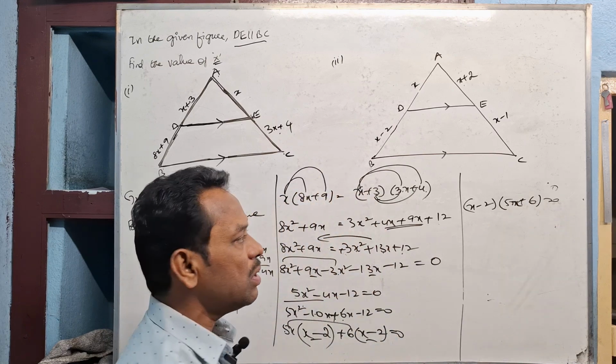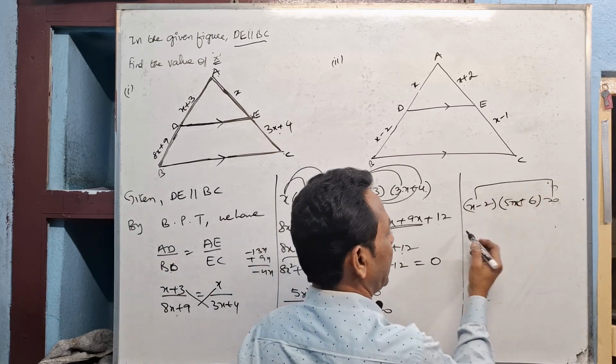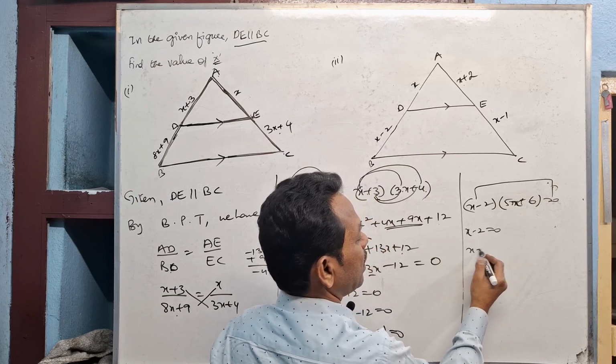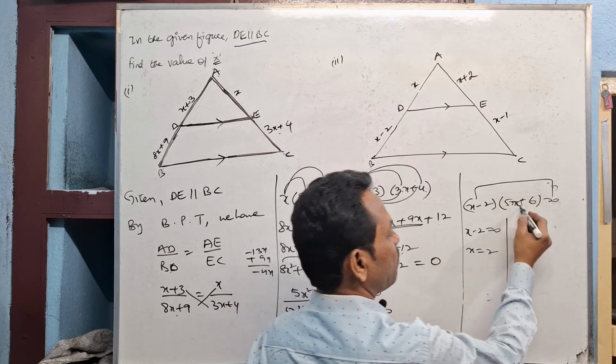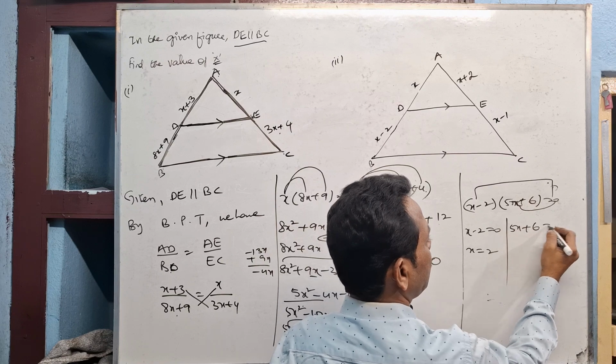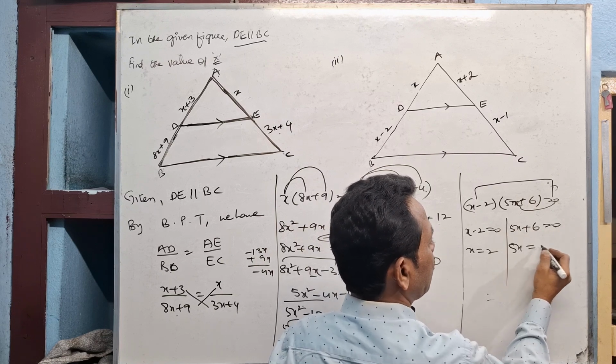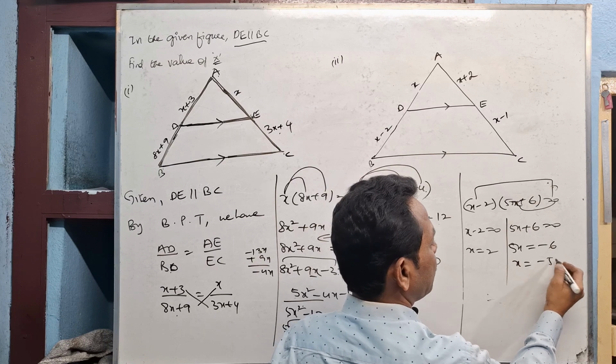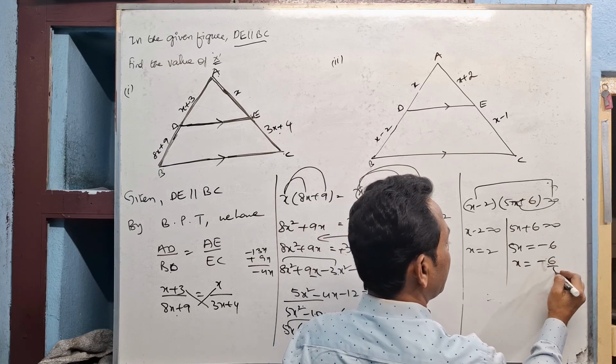Now how to get the x value? Take x minus 2 equal to 0, so x equal to 2. Next, I'll go for the other factor, 5x plus 6 equal to 0. So 5x equal to minus 6, and x equal to minus 6 by 5.